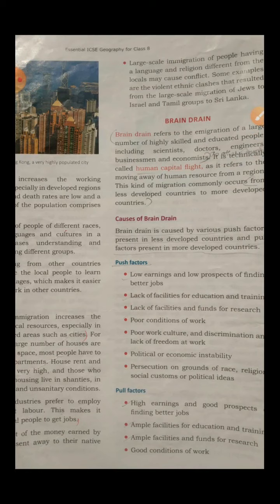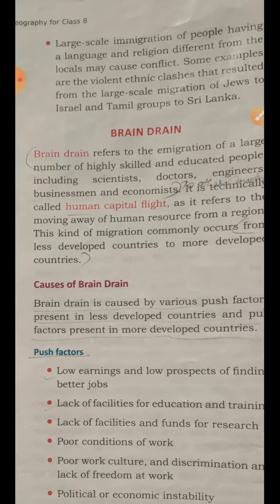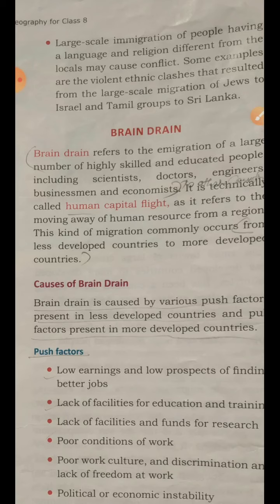Large-scale immigration of people having a language and religion different from the local may cause conflict. There can be friction between two kinds of people. Some examples are violent ethnic clashes that resulted from the large-scale migration of the Jews to Israel and Tamil groups to Sri Lanka. So examples are also given, which we have seen in the history of Sri Lanka and the history of Israel.